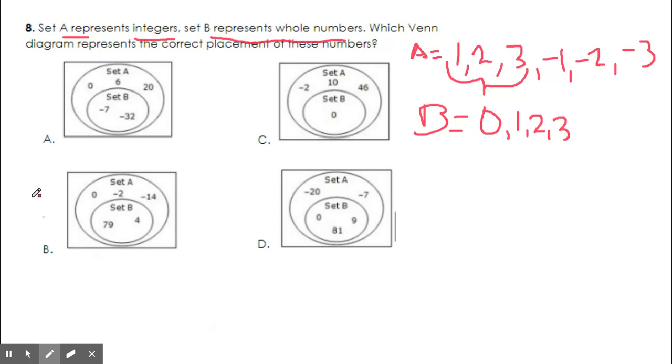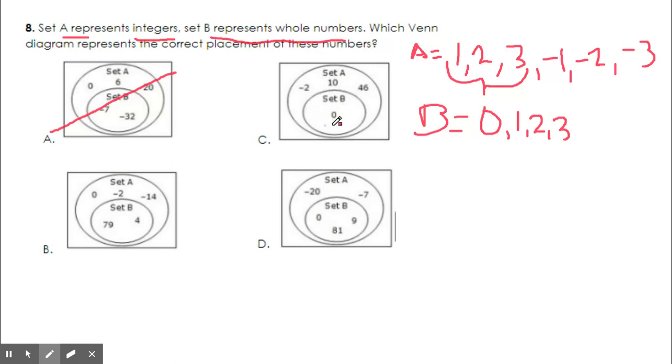Okay, so A has right in the middle, the B set, they have -7, -32. If I look at the B that I just wrote down, none of the negatives. Negatives are not part of whole numbers, so that eliminates answer choice A. C, okay, 0 is a whole number, so that's true. But when they have 10 here, 10 also could go in here because it's a whole number. 46 could also go in here because it's also a whole number.